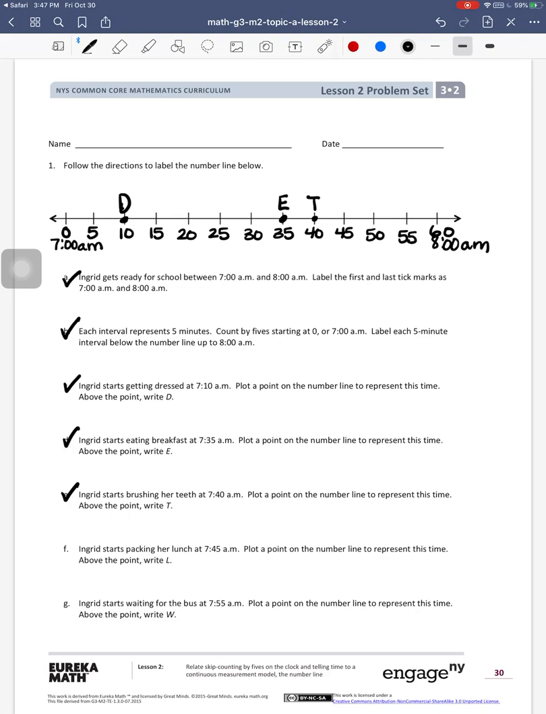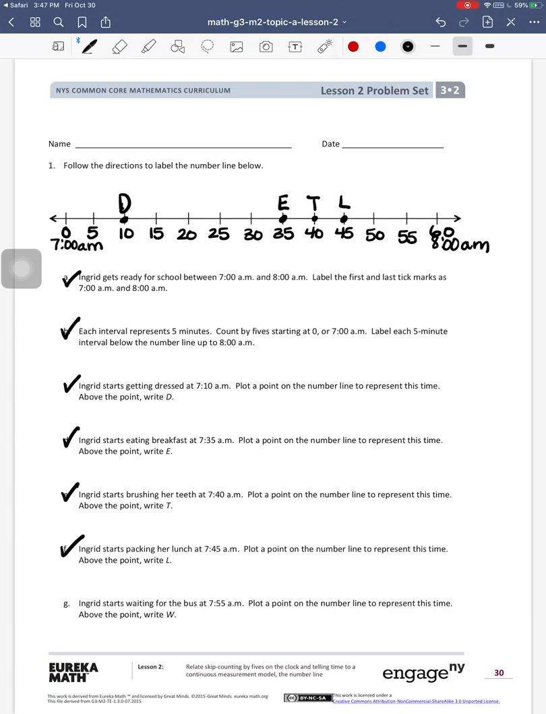F. Ingrid starts packing her lunch at 7:45 a.m. Plot a point on the number line to represent this time. Above the point, write L. So 7:45, plot it, and write an L. Check it because we completed it.